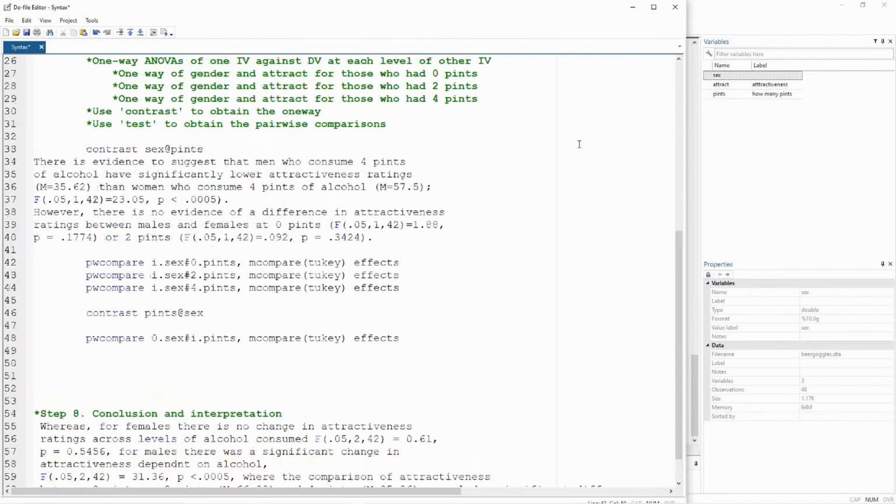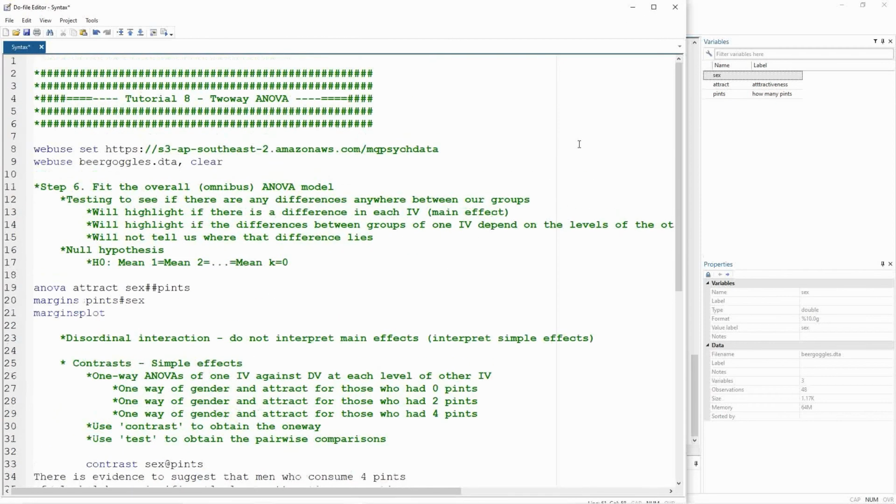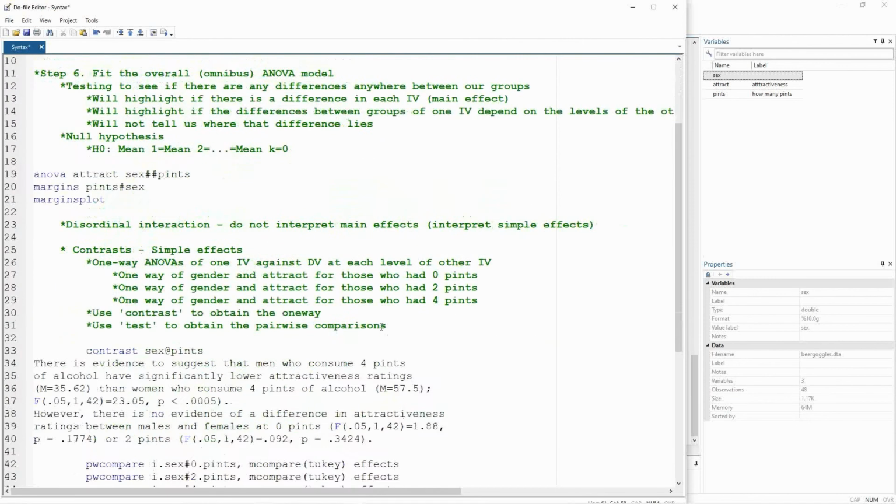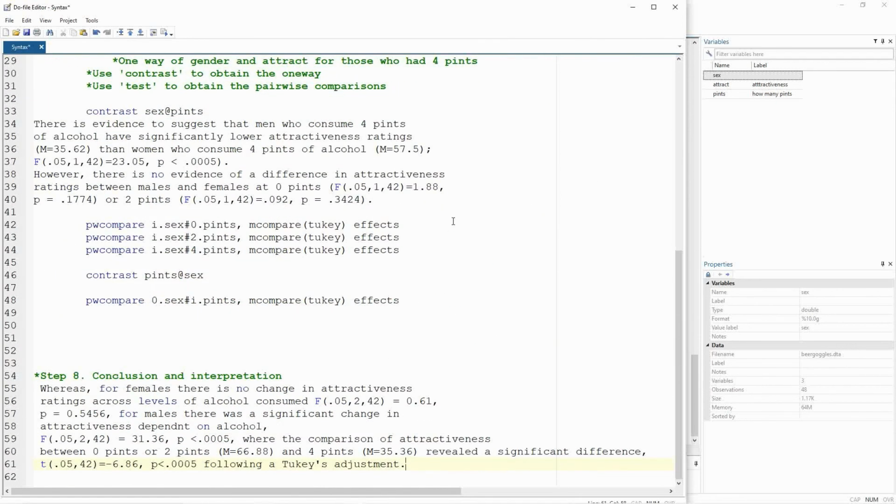Okay, I think that brings us to the end of discussing this particular type of contrast testing, these simple effects in two-way ANOVA. Next week, we're going to look at taking this one step further. Rather than looking at these simple effects line by line, we're going to be looking at them in terms of a complete picture.